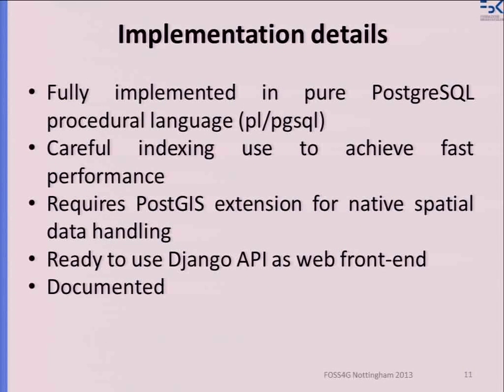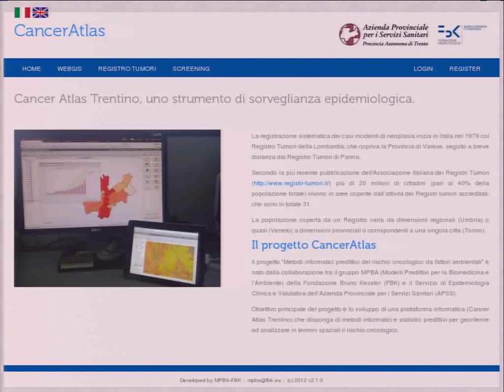Some details about the implementation of this geotree. It's implemented using Postgres procedural language. Of course, as usual, you need to index your data very well to get it fast. It requires the PostGIS extension, and it's ready to use with Django API as web front end, and the system is already documented.